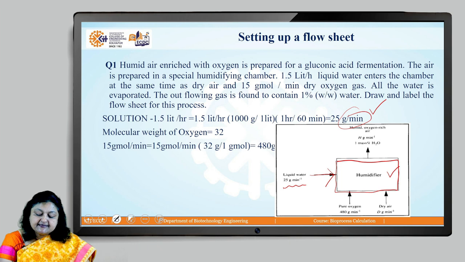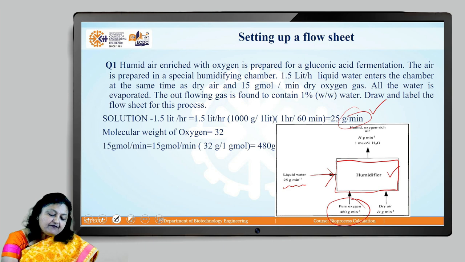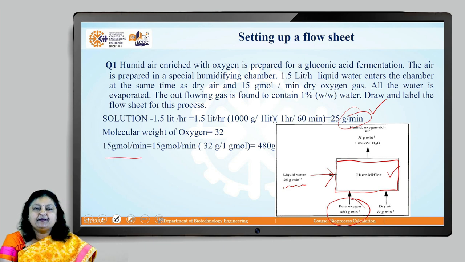Then at the same time, pure oxygen is supplied, molar flow rate is given, 15 gram mole per minute. So 15 gram mole per minute, 1 gram mole is equal to 32 grams, as the molecular weight of oxygen is 32. This is converted into 480 grams per minute. So here this input is shown, pure oxygen with a flow rate of 480 gram per minute. Then dry air, the flow rate is not given, we consider it is D gram per minute.